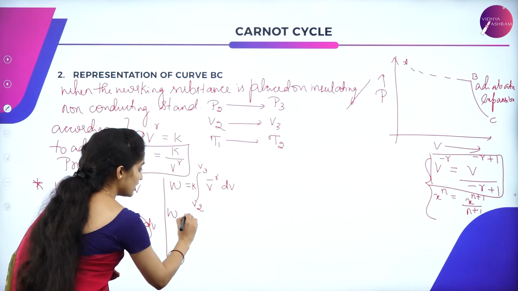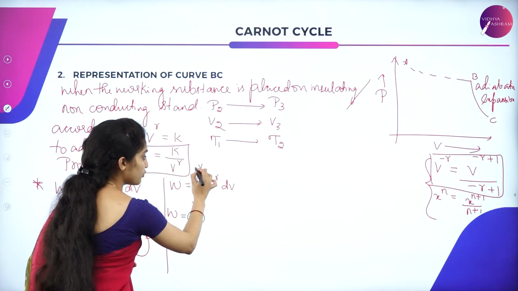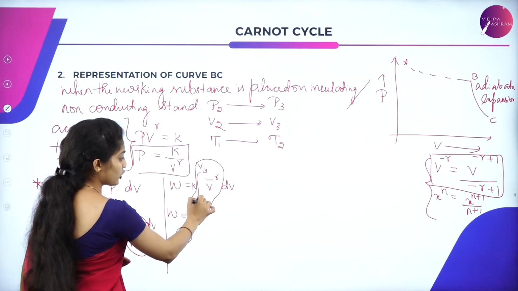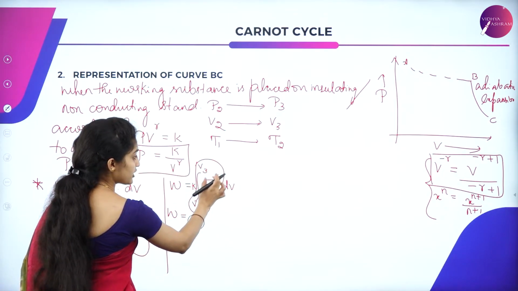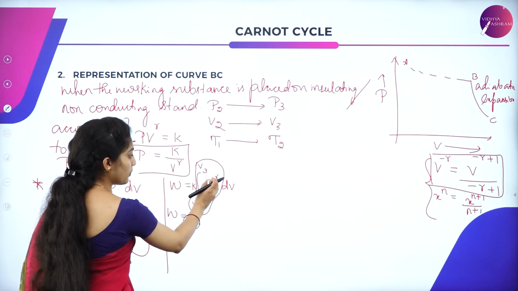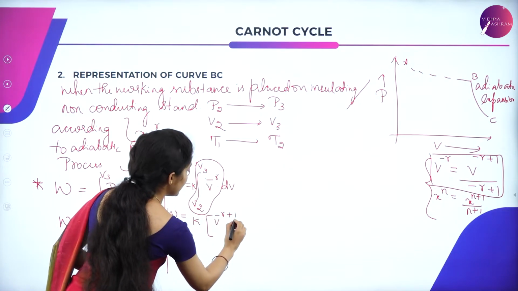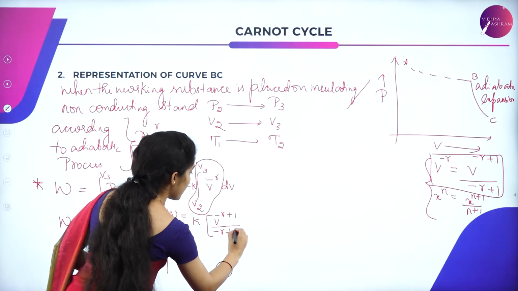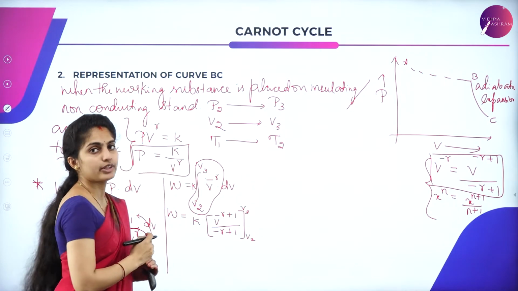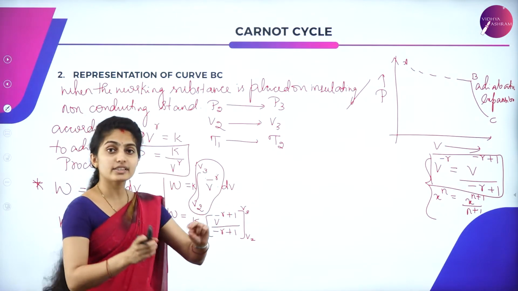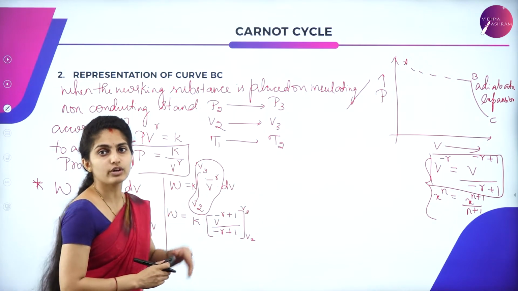So I can write it as W is equal to K, and when you are writing the formula of this integration, it is not necessary that you take the integral sign again. You are just writing the formula: integration of V to the power of minus gamma can be written as V^(-gamma+1) divided by (-gamma+1). So you have V2 to V3. From down to up we are calculating, from the initial condition to the final condition.